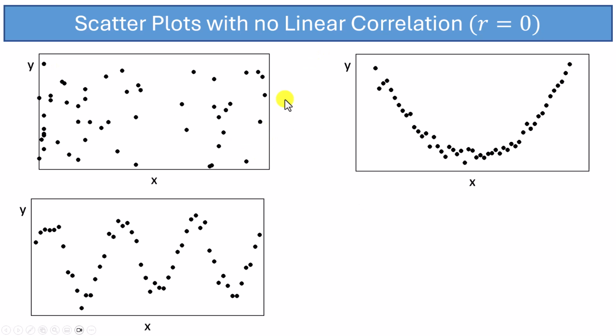Really, the question you want to ask yourself is: is there a logical way to fit a straight line through all the dots in your data? And how would you draw the straight line? Would you draw it like this, or would you draw it like this? There is not really any logical way to draw that straight line, which indicates that the correlation coefficient is going to be 0 or close to 0.